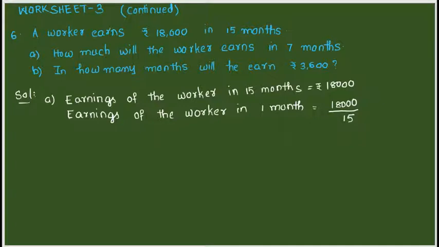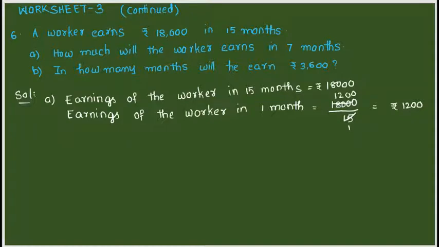Let us divide. By 15 it is divisible. 15 ones are 15, 3 is the remainder, bring down the 0 to get 30. 15 twos are 30, and the 2 zeros remain as they are. So we get rupees 1200. That means 1 month's earnings is rupees 1200.